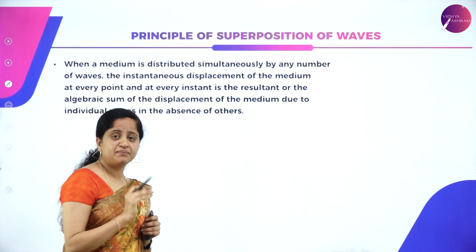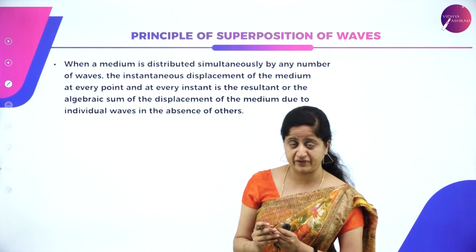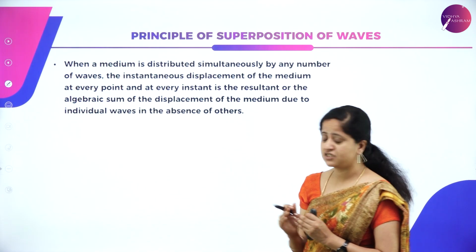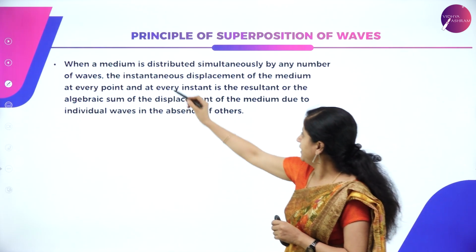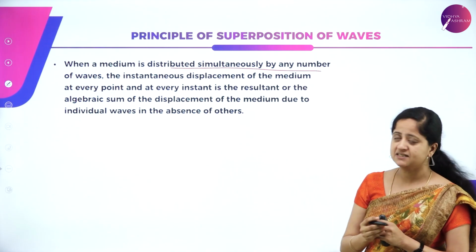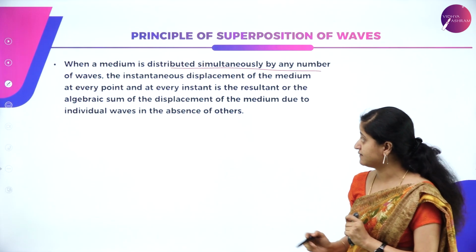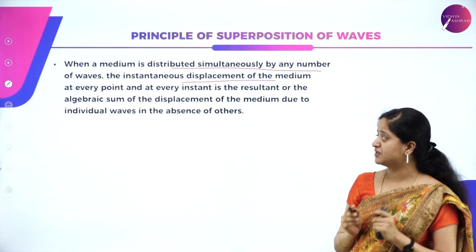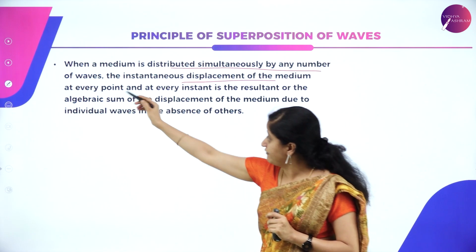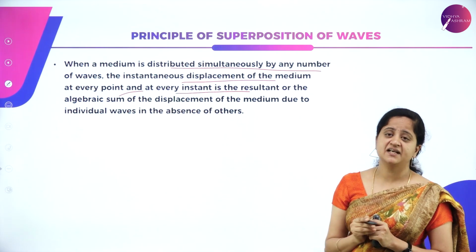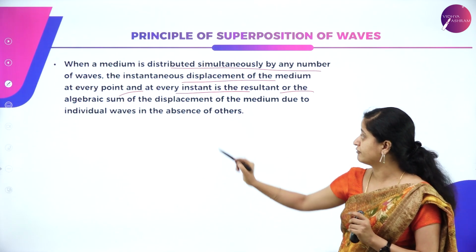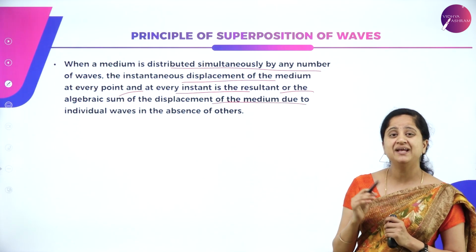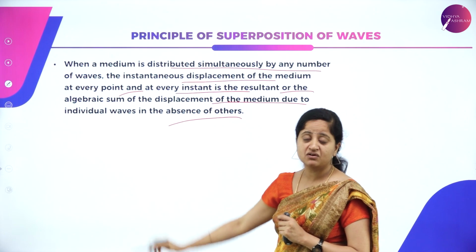Next we have the principle of superposition of waves. What is the meaning of superposition of waves? Superposing means overlapping. When a medium is disturbed simultaneously by any number of waves, the instantaneous displacement of the medium at every point and at every instant is the resultant, or the algebraic sum, of the displacements of the medium due to individual waves in the absence of others.